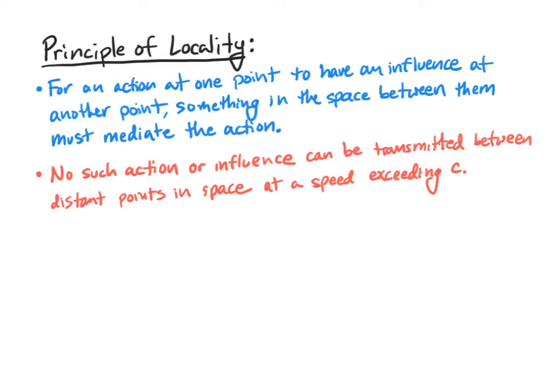Now, quantum entanglement, as we just described it, does not satisfy the principle of locality. And in fact, in this interpretation of quantum mechanics that I've been teaching you, the Copenhagen interpretation, quantum mechanics is not, in fact, a local theory. It violates this principle of locality that Einstein put forward.